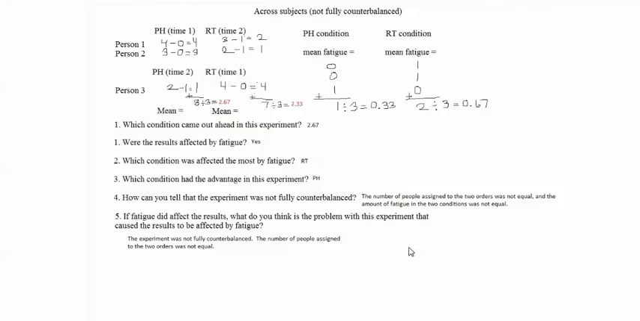What do we have? This was the same type of worksheet over again, except now we have 2 people assigned to this order and 2 people assigned to this order, which means that it is fully counterbalanced. There's an equal number of people in the 2 orders. It's 2 people and 2 people.